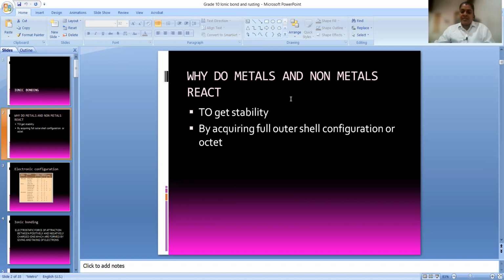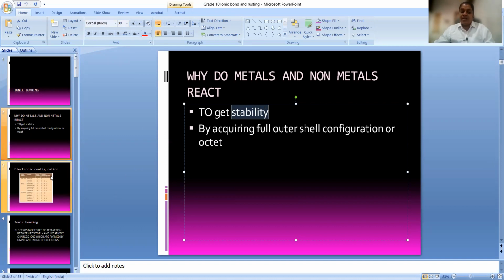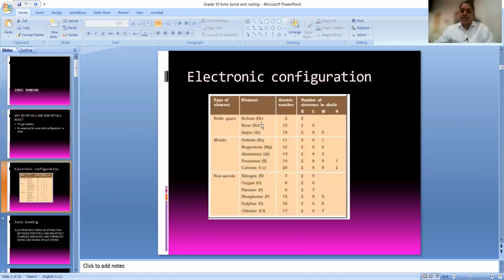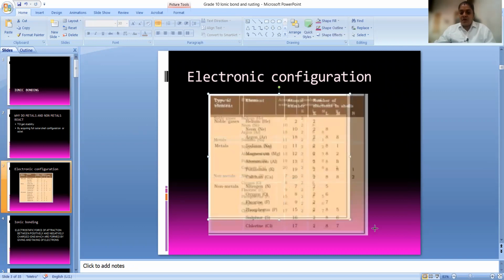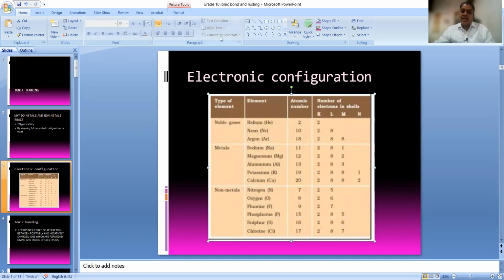Okay. Metals and non-metals usually react. There is a reason behind that. All the elements, whether metal or non-metal, react in order to get stability. Okay. They get stability by acquiring a full outer shell configuration, or octet. Now let us see what that is. Okay. A full outer shell configuration means the electronic configuration of noble gases.